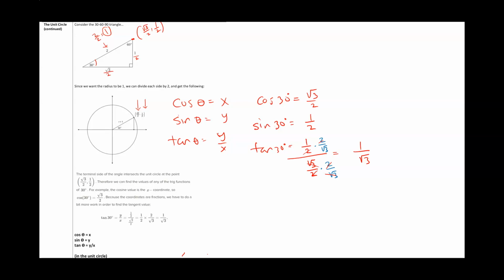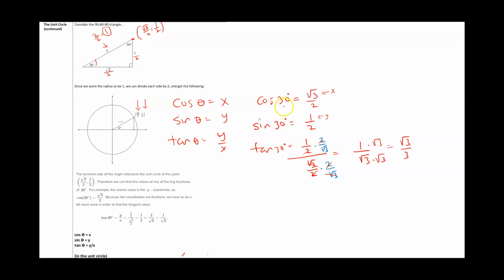Now, to have a shortcut, because we don't want to do this every time, the tangent is just going to be the numerator of the y value over the numerator of the x value. So y over x is going to be 1 over radical 3. And if you rationalize that, this will give you radical 3 over 3.